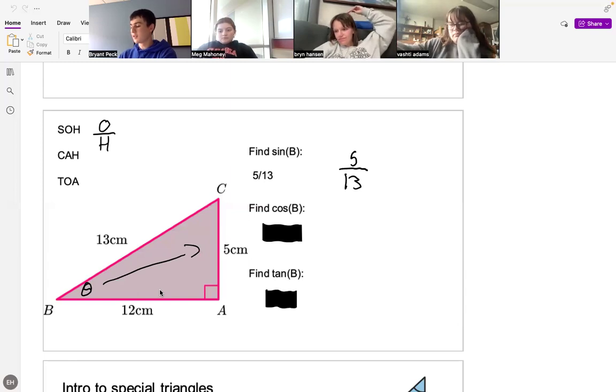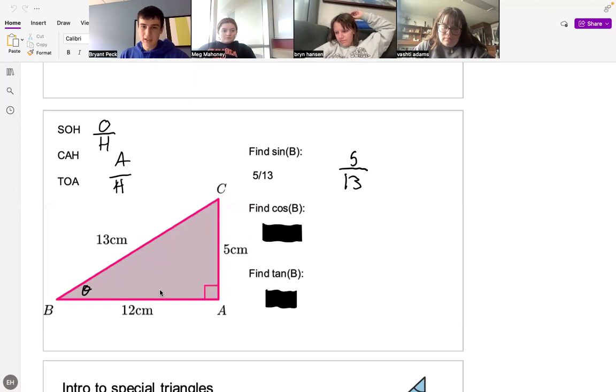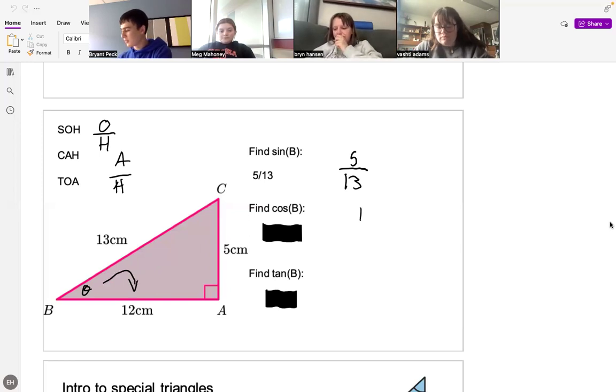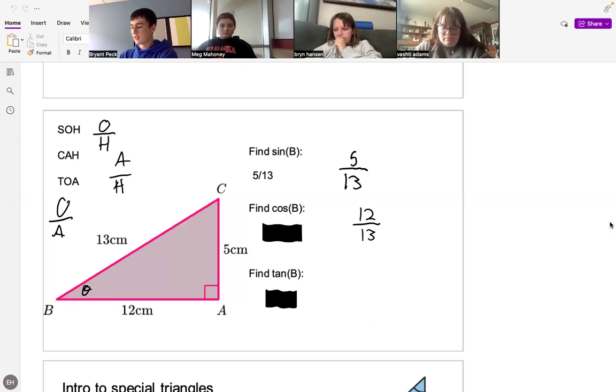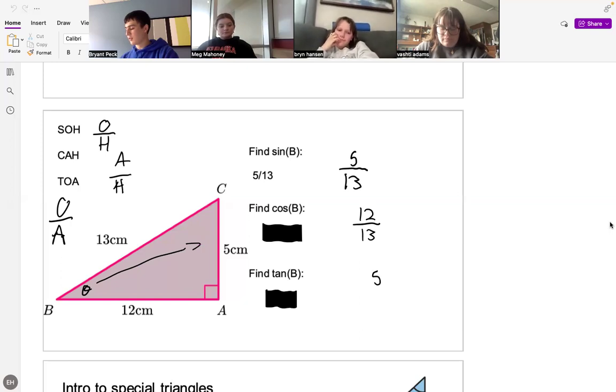Now, if we want to find cosine, we need to find the adjacent side, right? What looks to be the adjacent side of our angle? 12. Right. So we have 12 over 13. And then finally, we have tangent, which is opposite over adjacent. And I think that this should be fairly easy. Opposite is what again? 5. Good. We're going to have 5 over, and our adjacent side is 12.